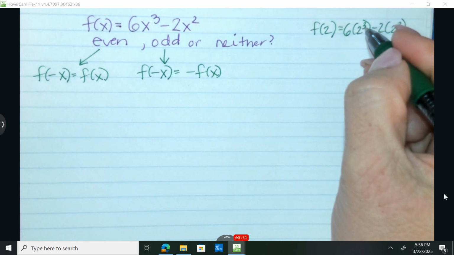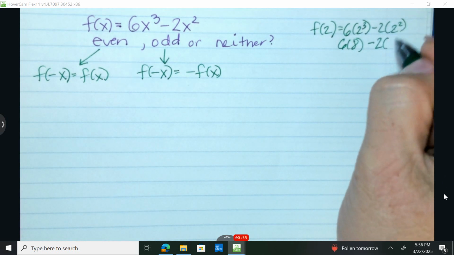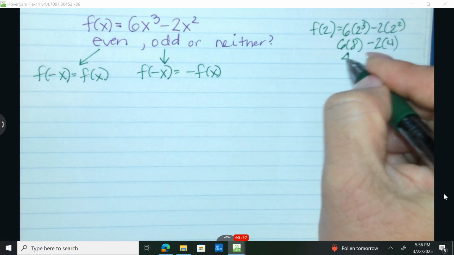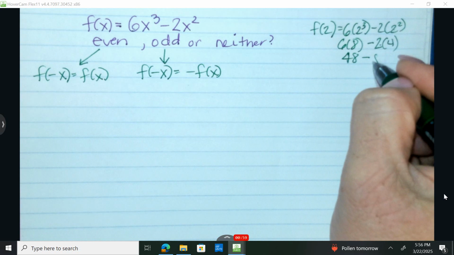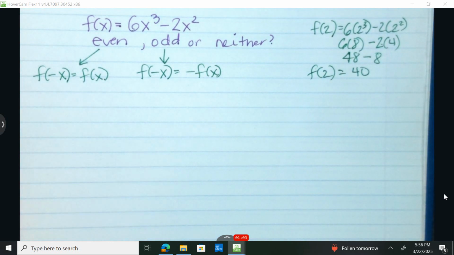2 to the third, 2 times 2 times 2 is 8. So I have 6 times 8 minus 2 times 2 squared, which is 4. So 48 minus 2 times 4, which is 8. So f of 2 is 40. Okay, let's keep that in mind.